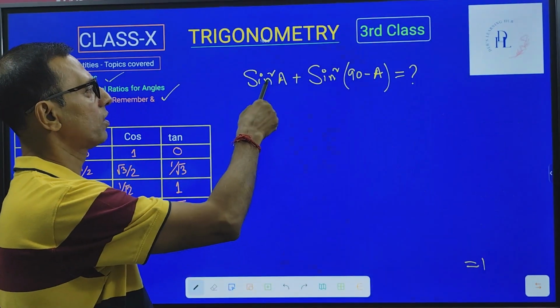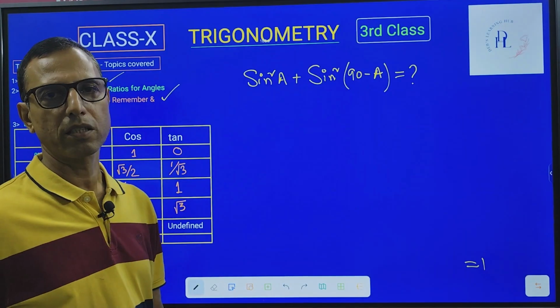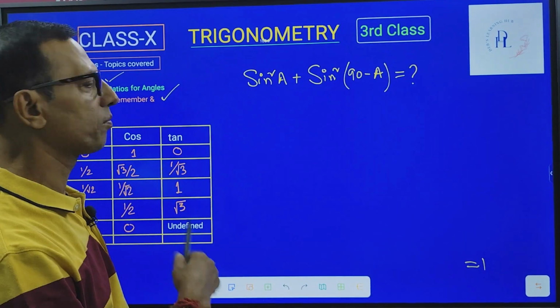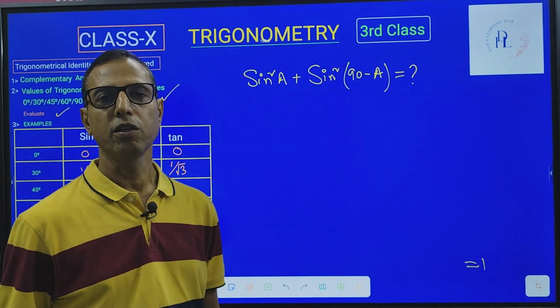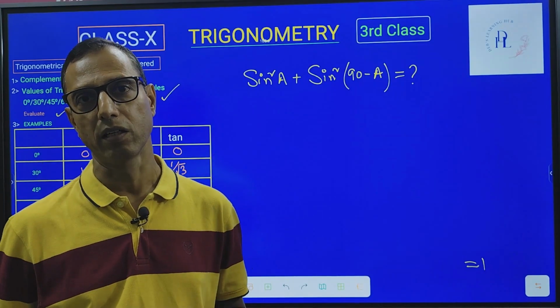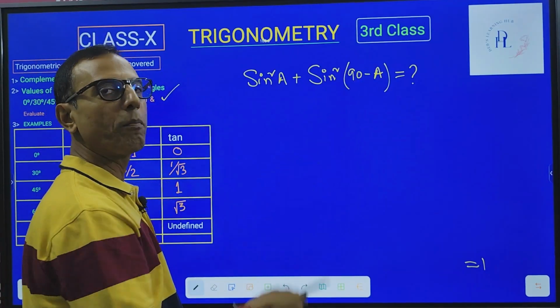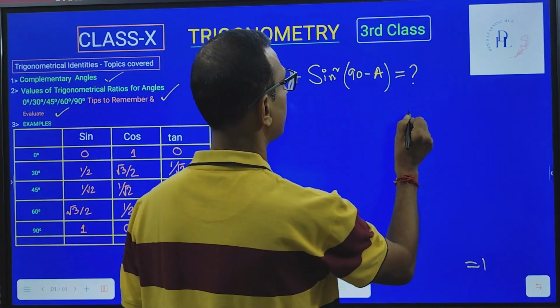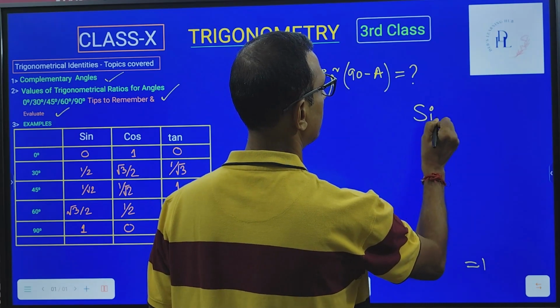And a simple problem. What is the value of sine square a plus sine square of 90 minus a? Simple thing. What do we get from the complementary angle? Sine of 90 minus a. You know there is a square formula between sine and cos: sine square theta plus cos square theta equals 1. So with respect to complementary angle, what you understood? That sine of 90 minus a equals cos a.